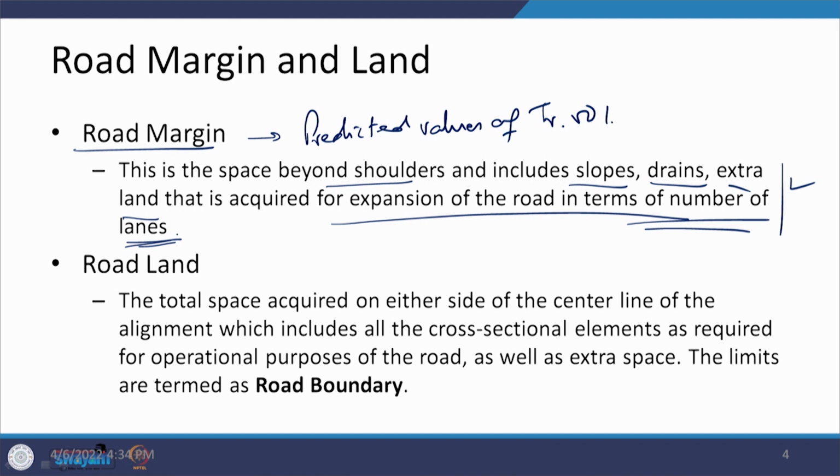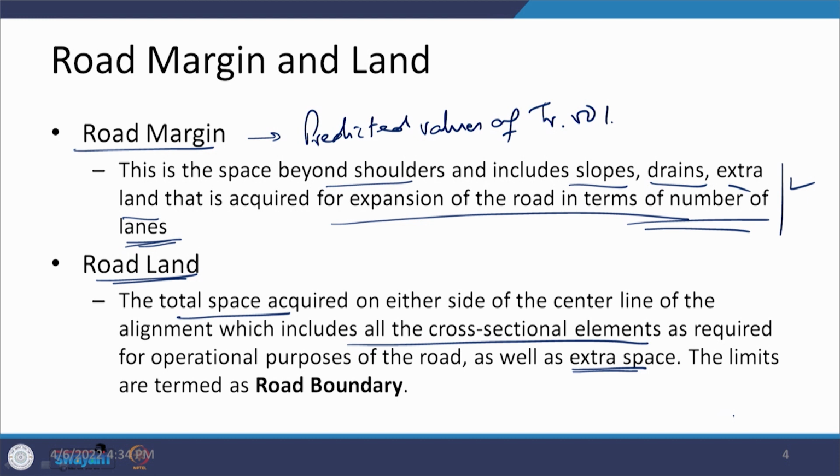So, this is going to give you an idea of how much is the expansion which will be there in terms of the number of lanes tomorrow, and then we have to get that land along with some extra land for future. So, the road land is nothing but a combination of all of these facilities which are provided in terms of the widths, either in an urban area or on highways. So, this is a total space which is acquired on either side of the center line of the alignment, which includes all cross sectional elements which are required for the operation of the vehicles or the road users, as well as the extra spaces which are required, or the amenities which are going to be provided. The spaces which are being taken by those amenities are also going to be a part of it.